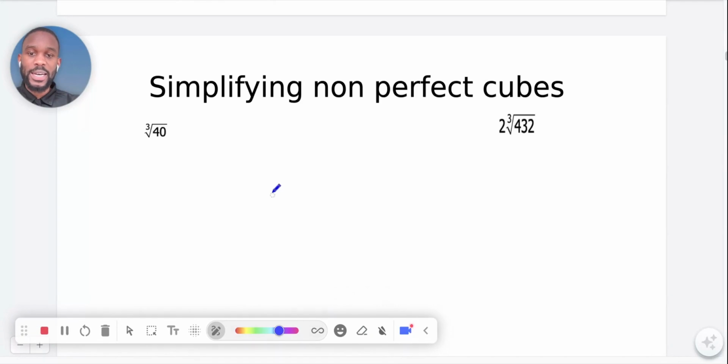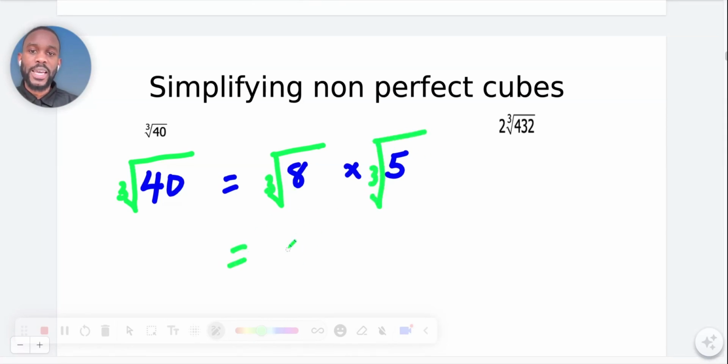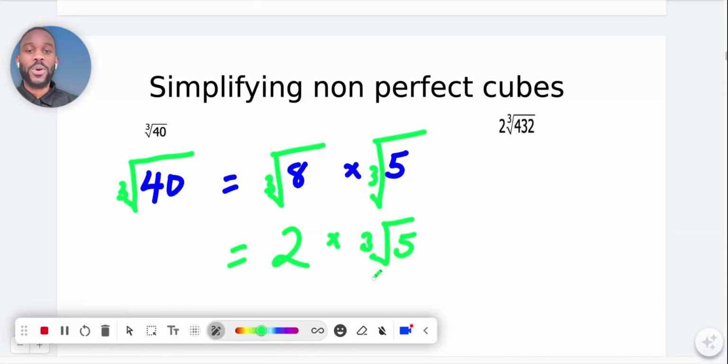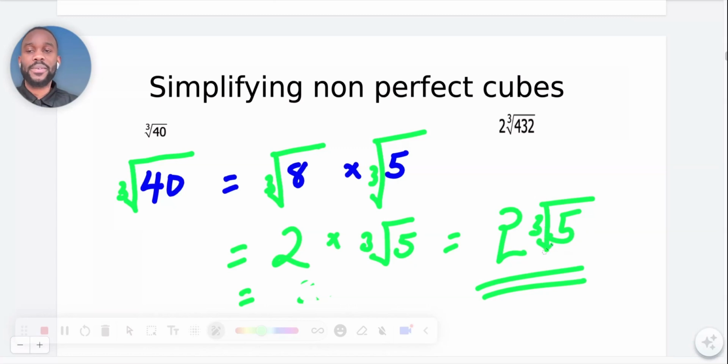Yes. Let's break 40 down. I can multiply 8, which is a perfect cube, times 5, and this will give me 40. So if I want to get the cube root, I'll get the cube root of 8, and also the cube root of 5. And what is the cube root of 8? 2. So it's the same as 2 times the cube root of 5. But leave this as a radical, because I don't want you to get 1 point something. We want to be dealing with a radical in its simplest form. So this can be written as 2 and then the cube root of 5. You can leave it like that.